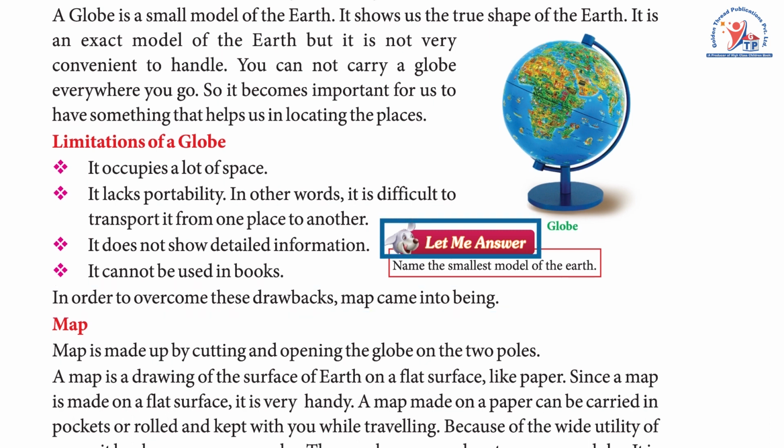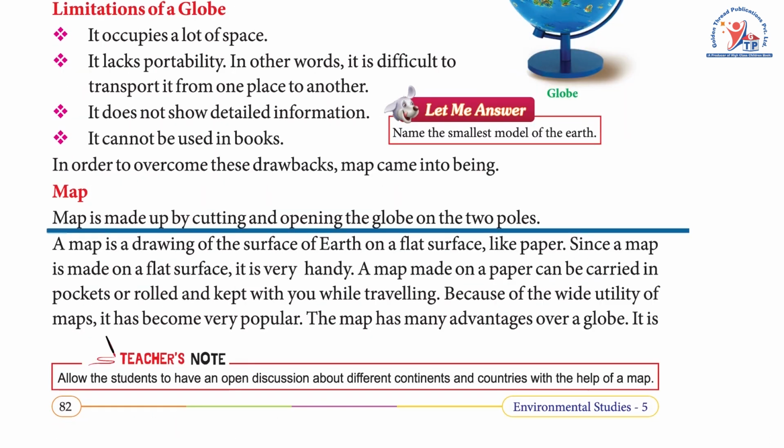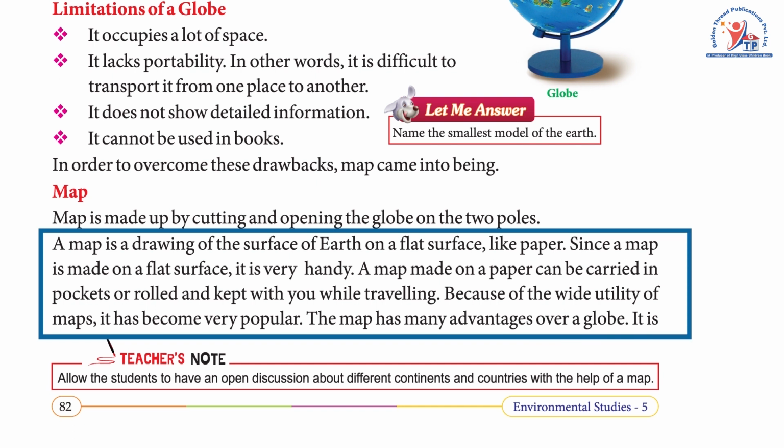Let me answer. Name the smallest model of the Earth. Map. A map is made by cutting and opening the globe at the two poles. A map is a drawing of the surface of the Earth on a flat surface, like paper.